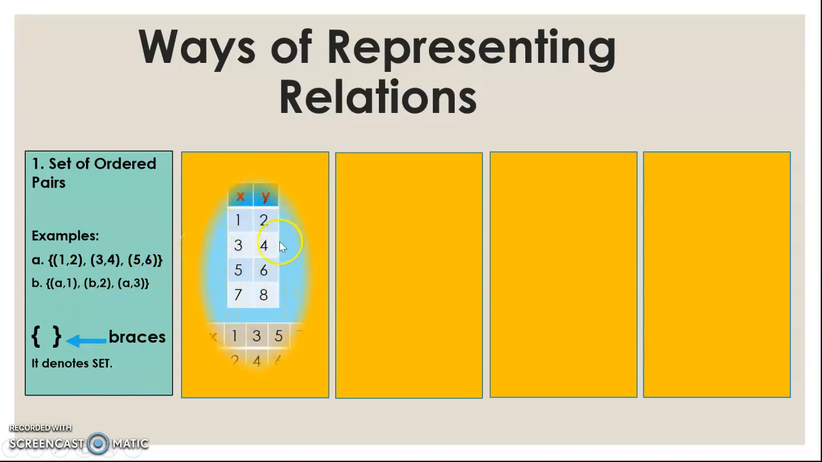Now another way of representing relation is through table of values. So dito sa table of values natin, mayroon tayong values para sa x at mayroon din silang kapares sa y. So these are our examples of table of values. This is a vertical table of value and this is a horizontal table of value. So meron tayong values sa x, we have 1, 3, 5, and 7, and with their corresponding values doon sa y, we have 2, 4, 6, and 8 respectively.